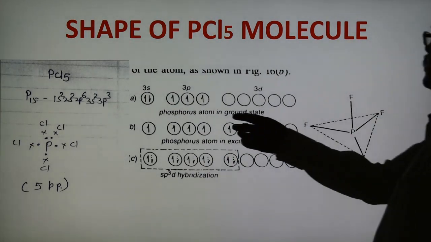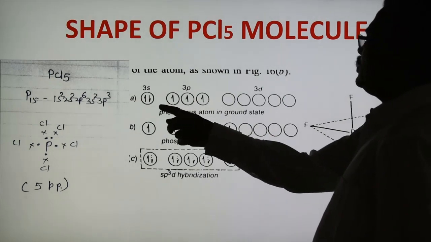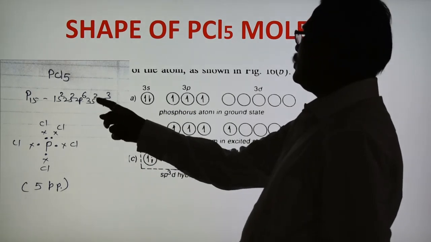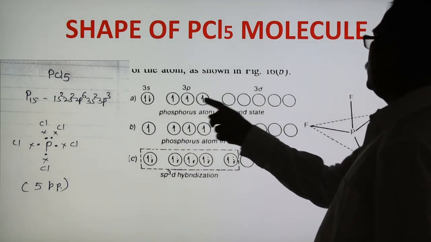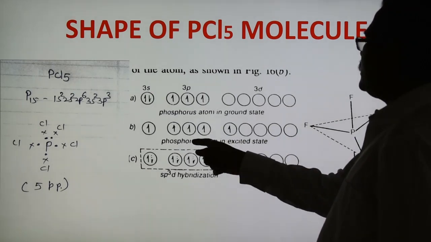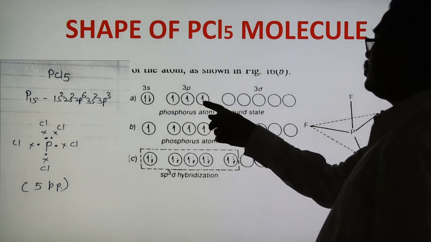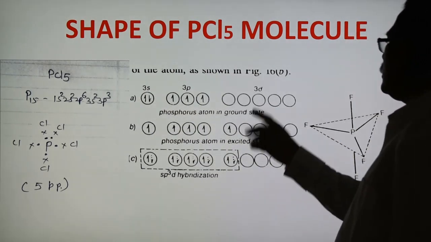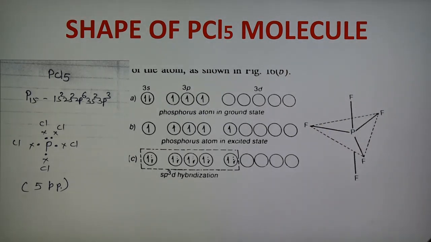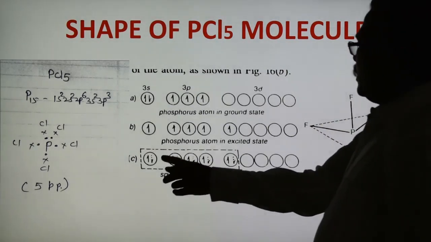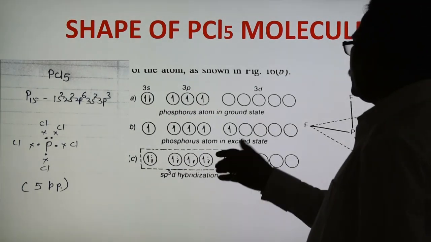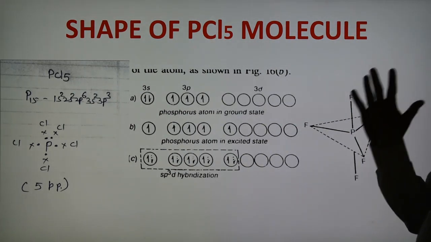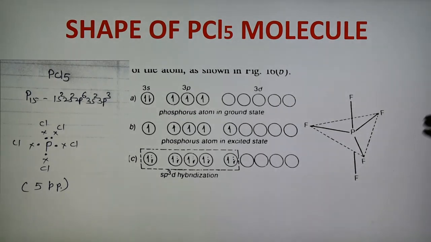And in the ground state of phosphorus, the valence shell configuration is 3s2, 3p3, and 3d has no electron. But in the excited state we require 5 unpaired electrons. Here there are only 3. So 1 electron from this 3s is promoted to the 3d orbital. Now in the excited state there are 5 unpaired electrons, which indicate the formation of 5 covalent bonds. And now the 1 s, 3 p and 1 d orbitals undergo hybridization, forming 5 sp3d hybrid orbitals of equivalent energy and shape.